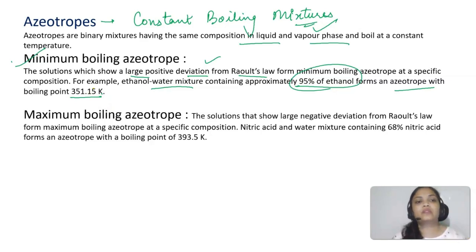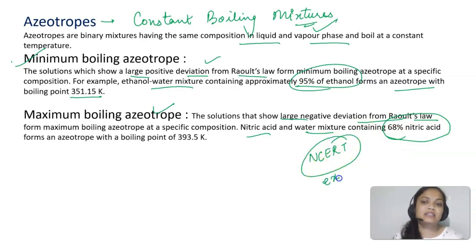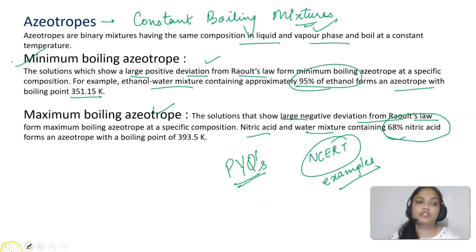So you must know कि minimum boiling azeotropes show positive deviation from Raoult's law and maximum boiling azeotropes show large negative deviation from Raoult's law. So they will have more boiling point. For example, nitric acid and water mixture which has 68% nitric acid. These examples I have taken from NCERT. So keep in mind that whatever examples are given in NCERT have been asked in your NEET exam. So you can go through the PYQs and you will find these kinds of questions there.